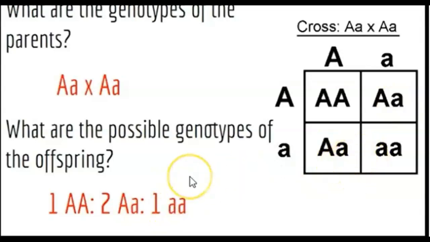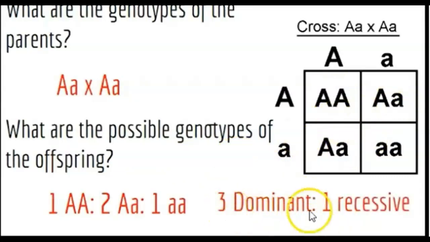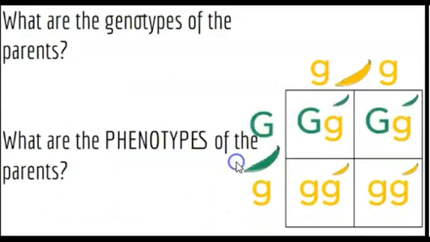So then I would ask you, how many of my boxes are dominant? And you'd want to write that down. Do you know how many of the boxes are dominant? Can you tell me how many boxes have a capital letter? 1, 2, 3. So in this outcome, I would have 3 dominant and 1 recessive.